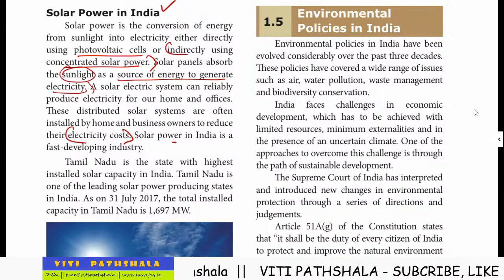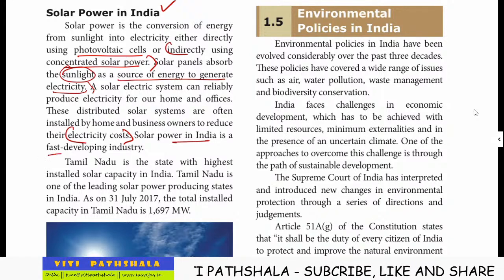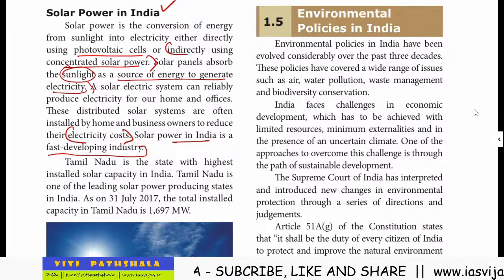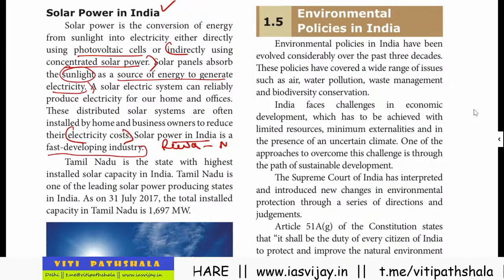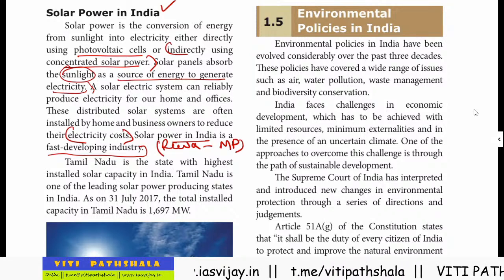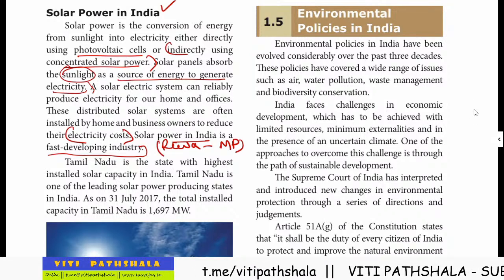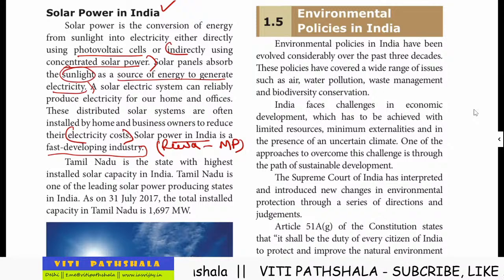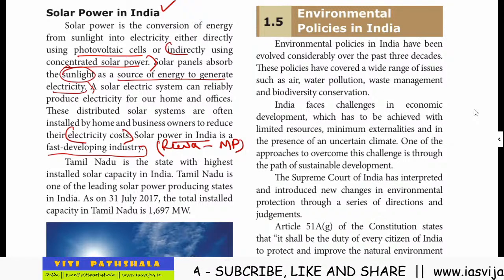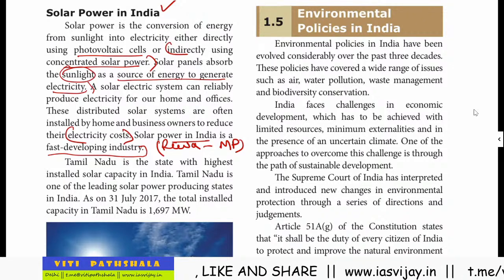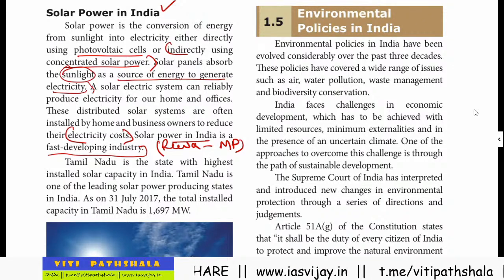Now, solar power in India is the fastest developing industry. Remember the recent one, the Rewa, that is in your Madhya Pradesh. It would be providing electricity to the state, also to the discom companies. Now, Tamil Nadu is the state with the highest installed solar capacity in India. Tamil Nadu is one of the leading solar power producing states in India.